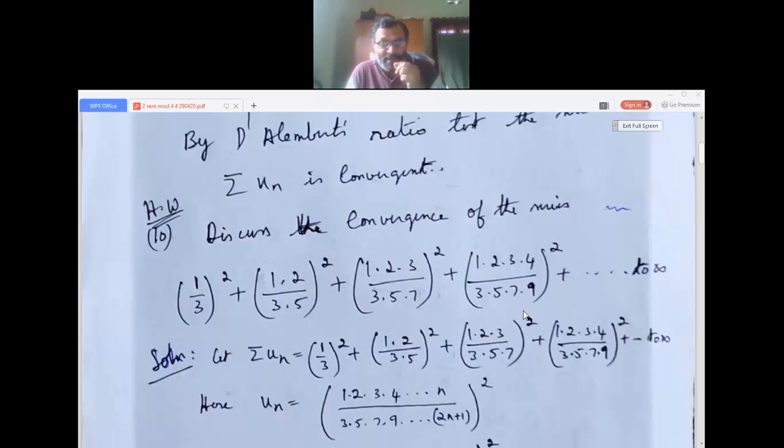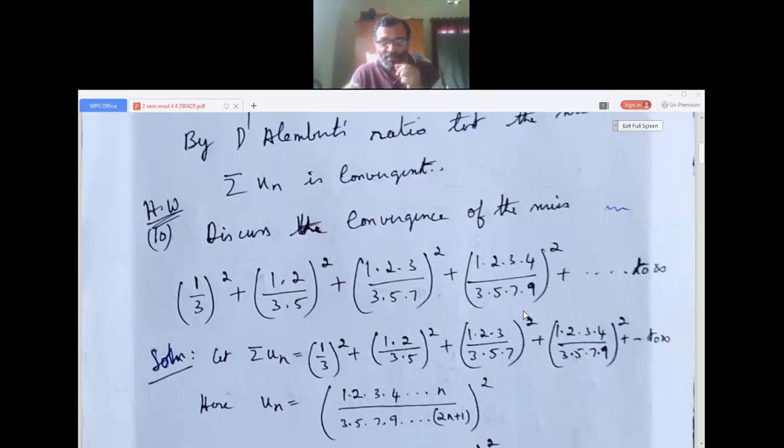D'Alembert's ratio test means limit n tends to infinity. The concept of limit you have studied in first semester, in Maths 1, and also in PUC, you have studied quite a bit of limits. So here the concept of limit plays a vital role, especially limit n tends to infinity. So limit n tends to infinity u(n+1) divided by u(n). This is D'Alembert's ratio test. Again I repeat, limit n tends to infinity u(n+1) divided by u(n).